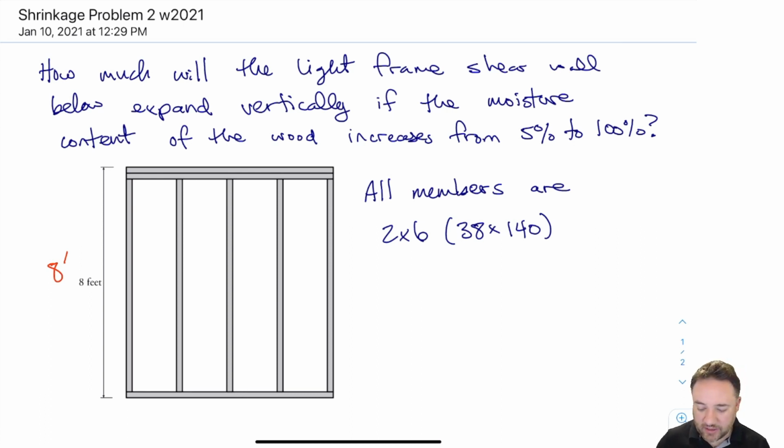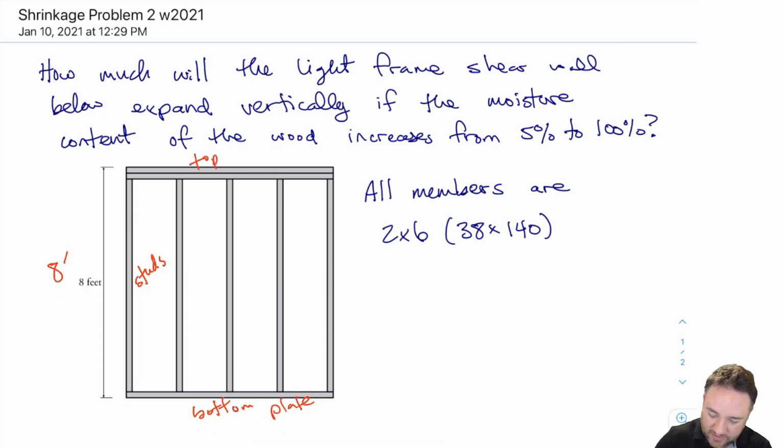The plywood or OSB sheathing is not shown here, but we have studs, which are the vertical members. These are the studs. This is a bottom plate, and there's a top plate, there's 2 of them there.